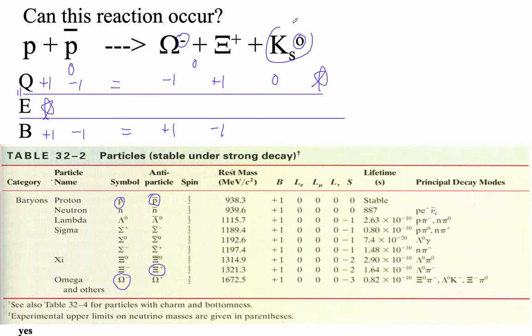And then this guy's a meson, right? It's not on here, but you'll see when you look at your reference sheet. You should see it's in the meson part, right? So this guy's 0, and so yeah, this works. So this reaction can occur, okay?